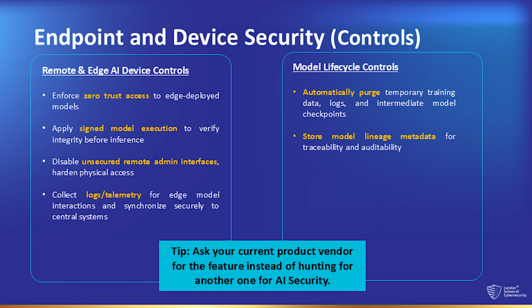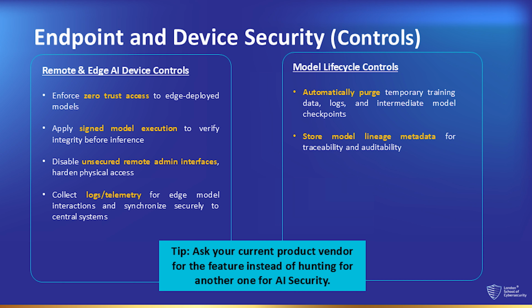Okay. All right. The next two ones are remote and edge device controls. I talked about the OT and IoT. So the key pieces are definitely we need to disable the remote admin interfaces. Again, signed model execution. We should not let any codes just run, but there should be a way to verify that this code is maintained and not been tampered with. So we need to make sure that we have a way of signed model execution for these edge devices. And we should be able to collect the logs and telemetry.